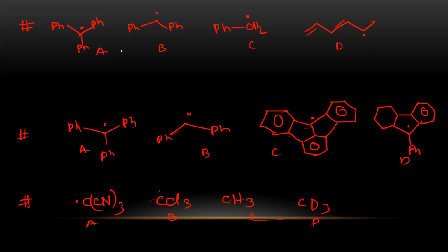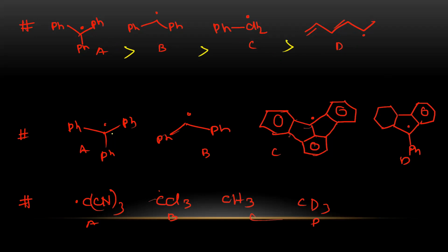First one, the stability order is A, B, C, D. A has three phenyl ring conjugation. Like the anion case we have studied in the most difficult question series of anion, where another phenomenon occurs, the phenyl ring tilting, etc. So here no such thing. So the stability order will be simple: A, B, C, D. A has three phenyl conjugation, B has two, C has one phenyl conjugation, D has no phenyl conjugation, but kind of conjugation, not cyclic conjugation, it is extended conjugation.